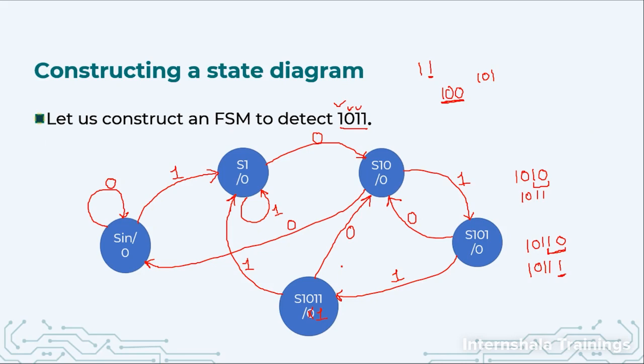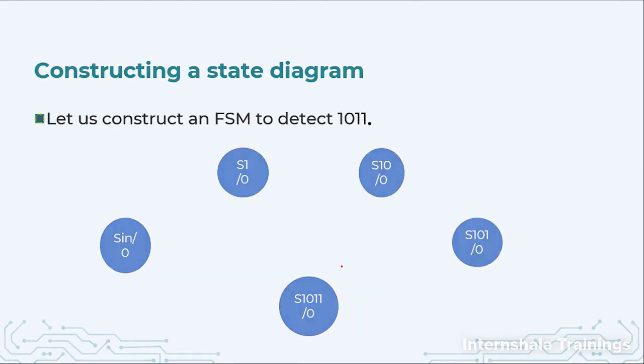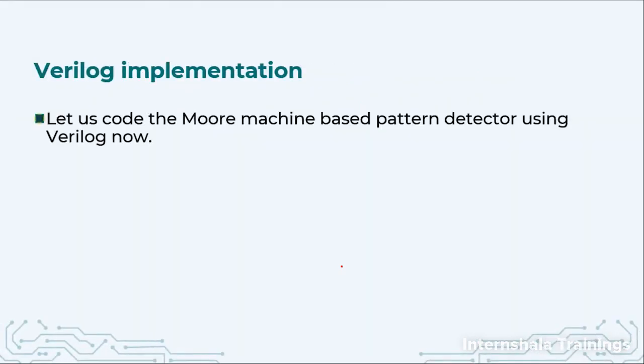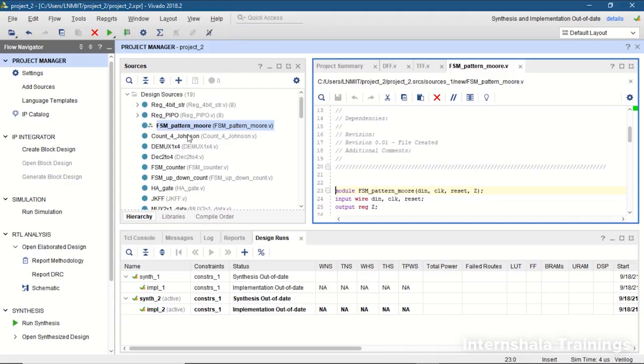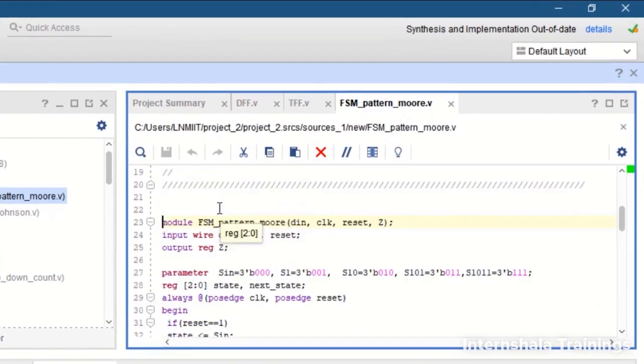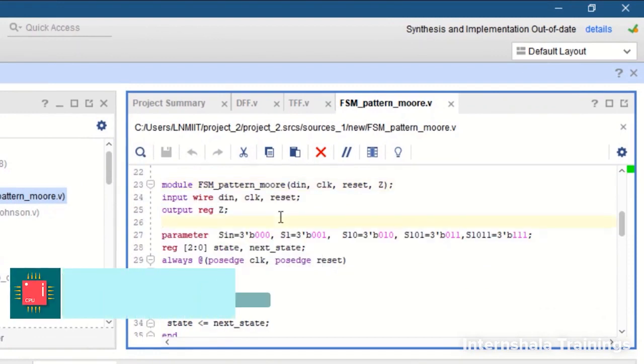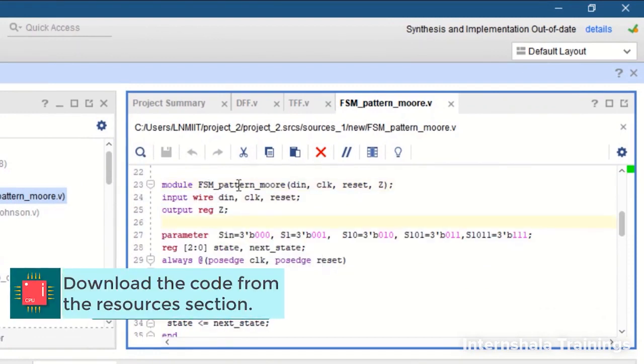So once the state diagram is ready, then you can go for the next step, and those are implementations and all. So now we are going to code this machine in Verilog. So here is the code. What are we doing here?